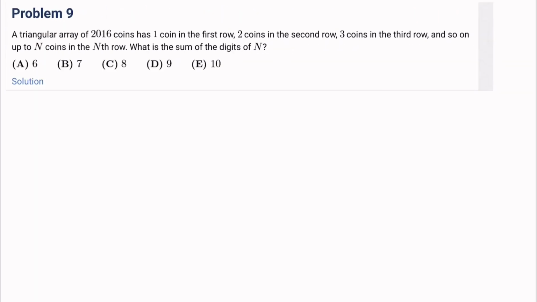Number 9. A triangular array of 2016 coins has 1 coin in the first row, 2 coins in the second row, all the way to n coins in the nth row. What's the sum of the digits of n?